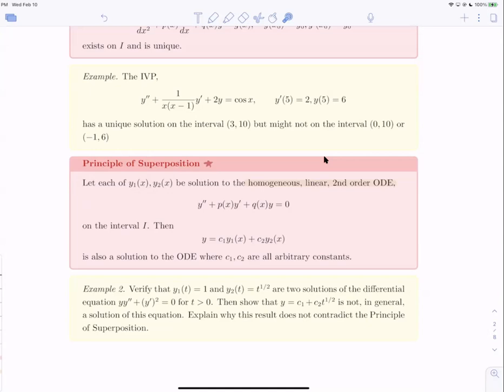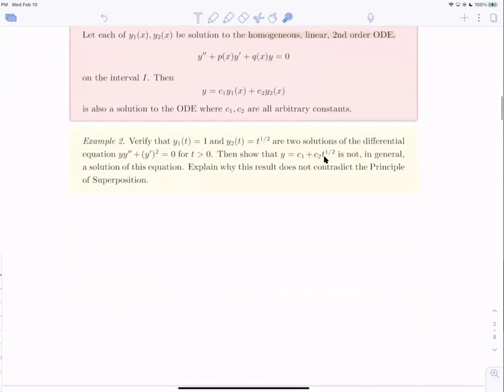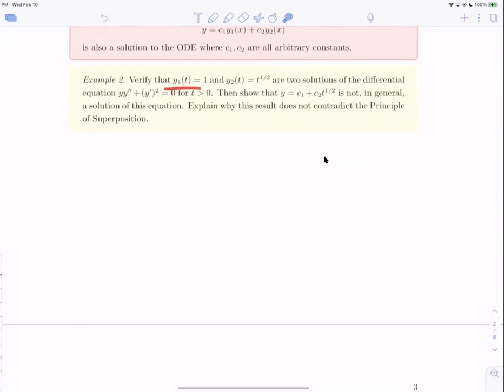where c1, c2 are arbitrary constants. So this means that if y1 and y2 are solutions to a homogeneous linear nth order ODE, then their linear combination is also a solution. That's all it means. Now I want you to verify those two solutions are solutions of the ODE, and then show that this is not a solution and explain why this does not contradict the principle of superposition.